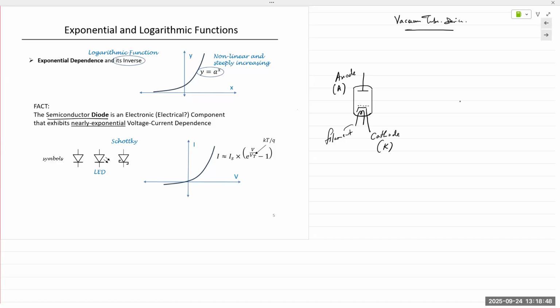What charges do electrons have? Negative charge. So if you take this anode and you connect it to a power supply with a positive terminal at the top connected to the anode, negative to the bottom, what happens? Or what do you think would happen to those electrons?